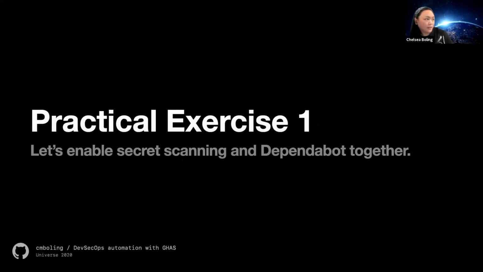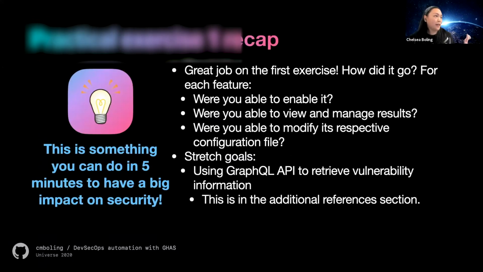All right, so that was practical exercise 1 with secret scanning. And I have a recap slide for you, just to do a health check. Great job on the first exercise if you were able to complete it. In this case, we were able to enable secret scanning, view and manage the results, and modify its respective configuration file, which is the secret scanning YAML that we discovered. There are some stretch goals too, and if you look into the additional references markdown, you'll see the GraphQL API and some other APIs that we have listed there, such as code scanning.